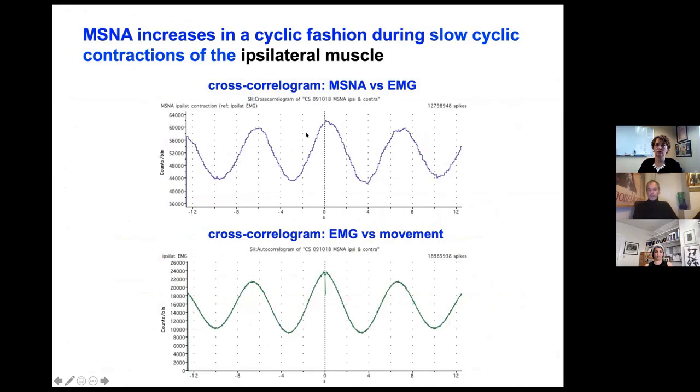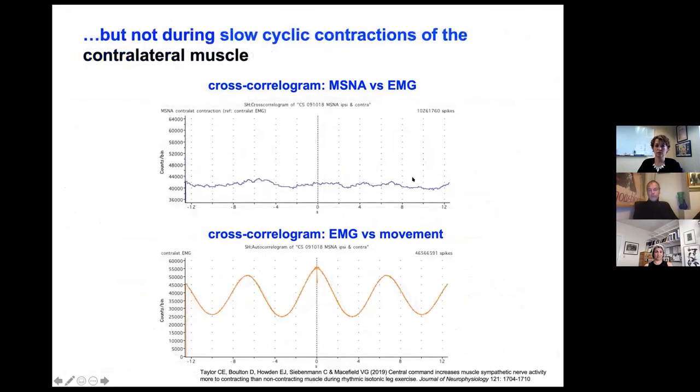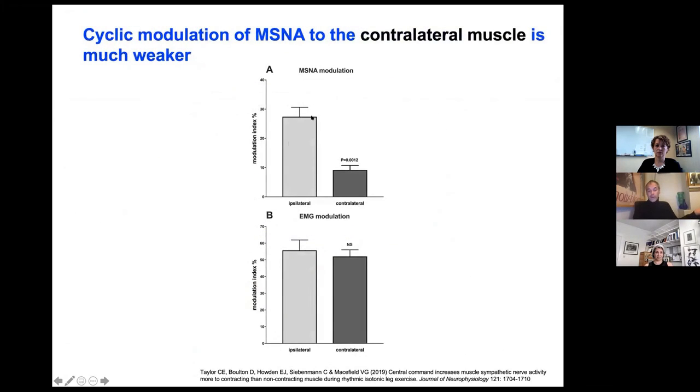This modulation of sympathetic outflow is much higher to the ipsilateral muscle, that is the contracting muscle, than it is to the non-contracting, contralateral muscle. And we can quantify that as shown here. The EMG modulation is the same on both sides, of course, but the modulation index, how sympathetic outflow is modulated during the voluntary contraction, is much greater to the ipsilateral, contracting muscle.